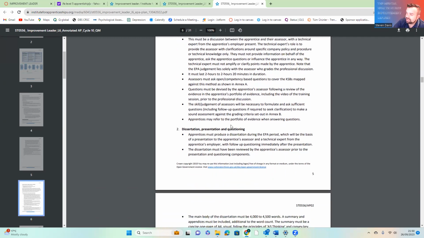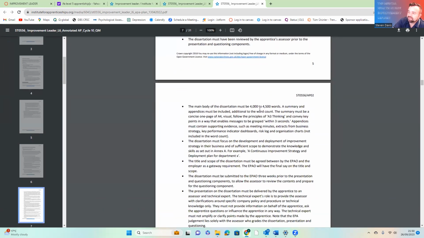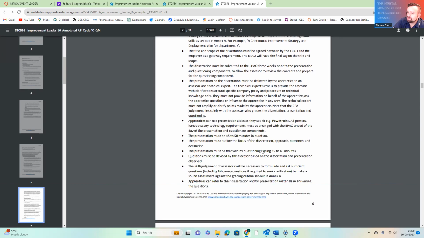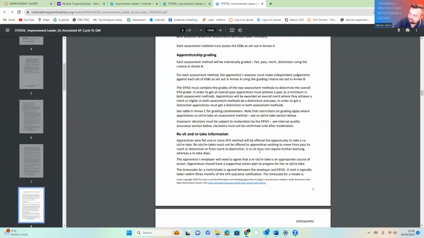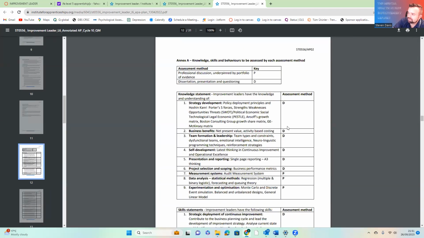And then the dissertation, presentation and questioning. The apprentice must produce a dissertation during the EPA period, which will be based upon the presentation of the apprentice. The assessor and technical expert from the apprentice's employer will follow with questions immediately. So you'll be given a task. The dissertation will be 4,000 to 4,500 words, and that's very typical of what we do. And again, you must then cover, so if we scroll right down to the bottom, you can see what you must cover. So you must cover all of those with the Ds.